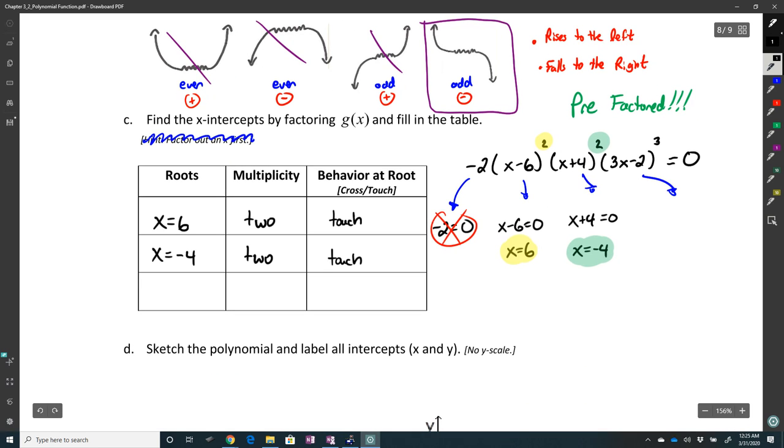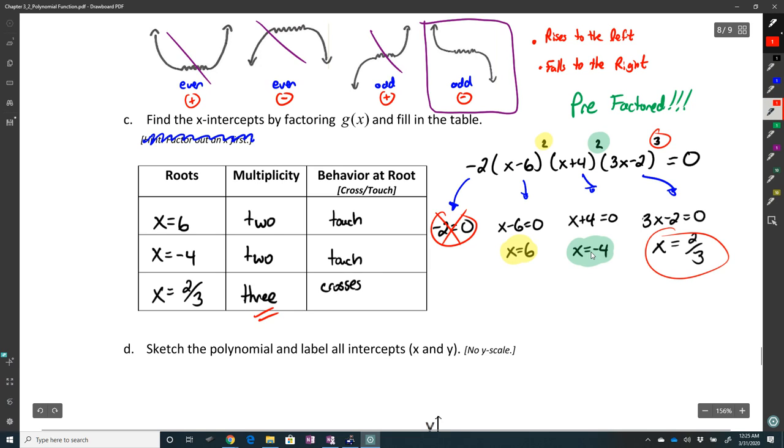And then the last one is 3x minus 2 equals 0. I can add the 2, divide by 3. And so for this last one, x equals 2/3. The multiplicity is 3. That crosses, but remember, it crosses since it's 3. It crosses like an x cubed.